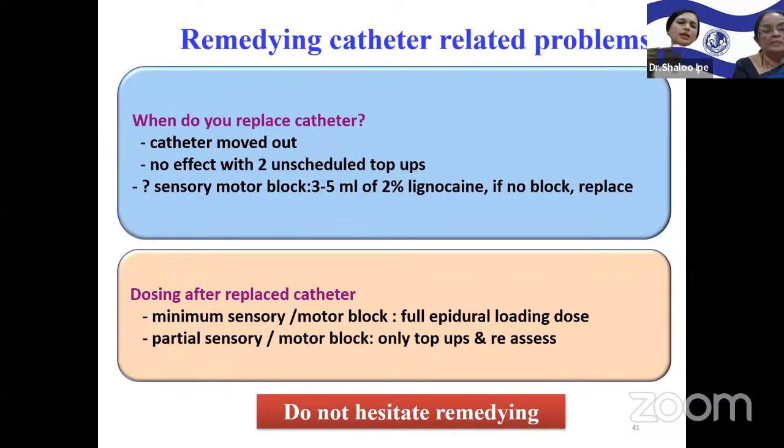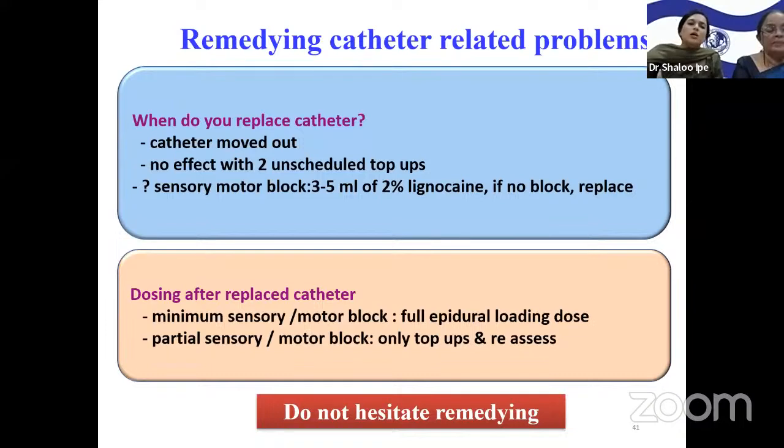Now, how do you remedy the catheter-related problems? You have to first look at the site of catheter insertion. If the catheter has moved out, you have to replace it. If it has moved in, it may be into the subcutaneous tissue and you don't need to worry. After giving 2 unscheduled top-ups, if their pain still remains, you should consider replacing the catheter. If you see the catheter and it is still properly positioned, then textbooks recommend the use of 3 to 5 ml of 2% lignocaine. And if there is no motor or sensory block, we should replace the catheter.